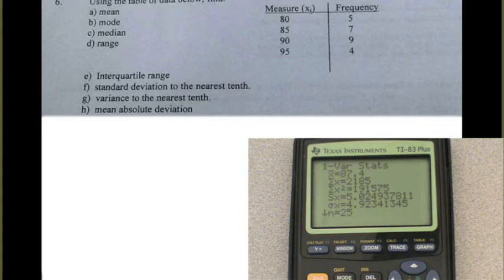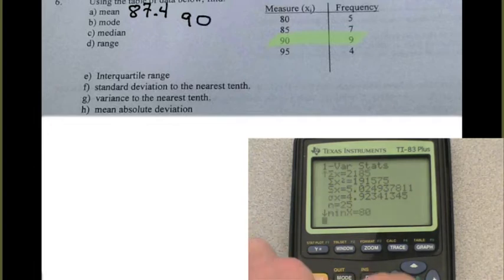So we know right away, it tells us that our mean is 87.4. Our mode is the one with the most frequency. So the highest frequency is 9. So that would be 90. Our median, if we scroll down here, is going to be 90.